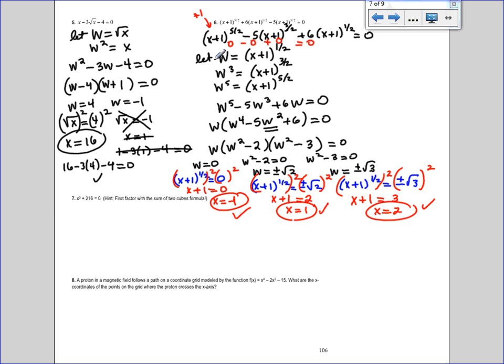If you don't remember your two cubes formula, if I had a cubed plus b cubed, that factors into a plus b. I would say drop the cubes, same thing, just drop the cubes. Then I square the first thing, so a squared. Multiply the two together, so I have a times b. Square the last thing, so square b.